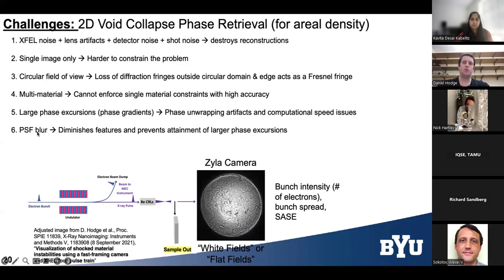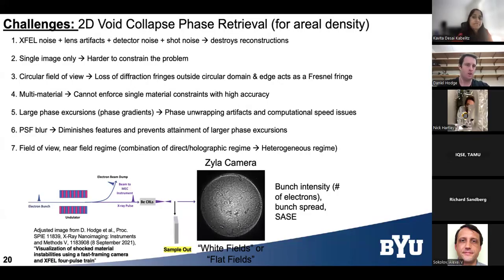Another thing you have to consider too is this point spread function blur, right? Usually if you have a point source and then it expands out, hits a lens, ideally it would go back to a point source. But because of imperfect optics and the partial coherence of the X-rays, it's going to cause the final image to actually be blurred. And you have to perform a deconvolution to reach the attainment of larger phase excursions or these phase gradients in the reconstructions.